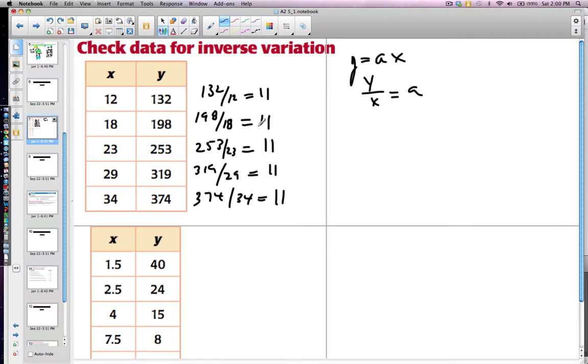If I then want to write the function, I know that y is equal to 11x. This would be the direct variation model for this. So I use the base form to solve for the constant of variation, and this is the mathematical function I'm doing, y divided by x.